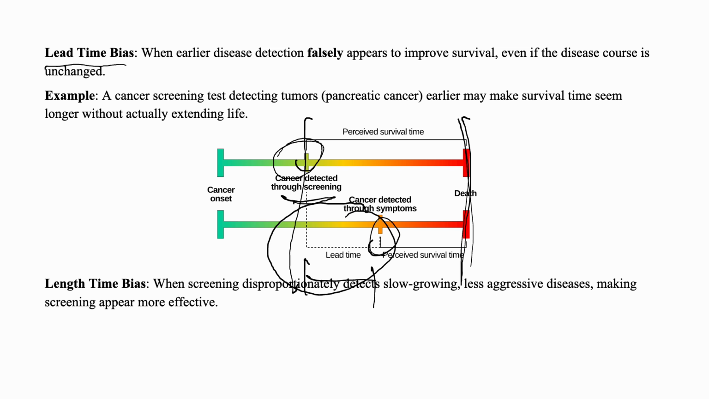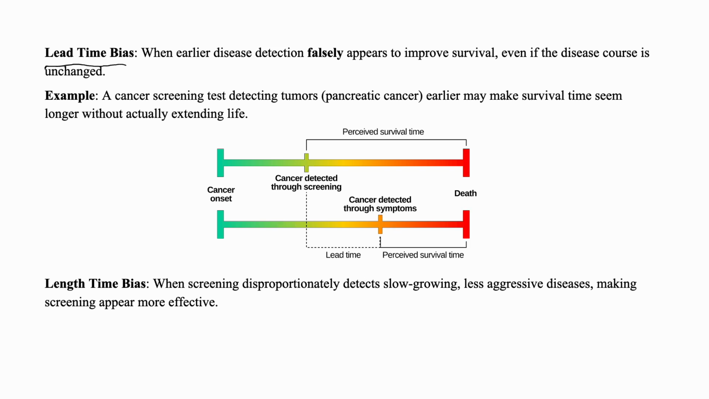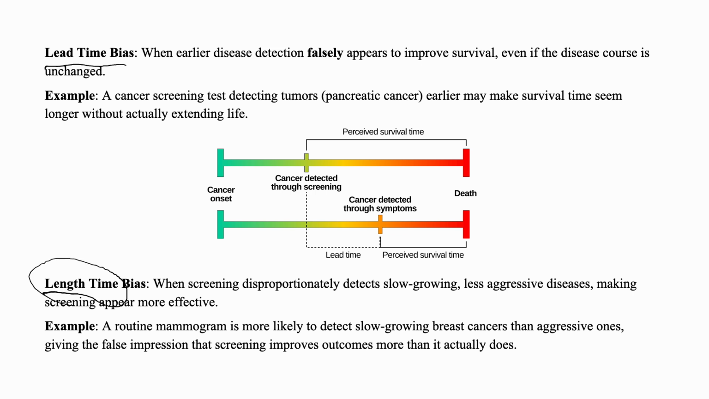You want to contrast that with length time bias, which is when screening disproportionately detects slow-growing, less aggressive diseases, making screening appear more effective. Length time bias will be at the end, with less aggressive diseases, whereas lead time is in the beginning.